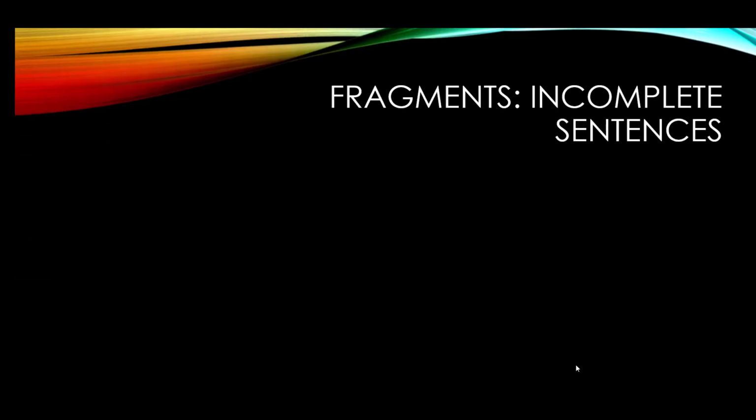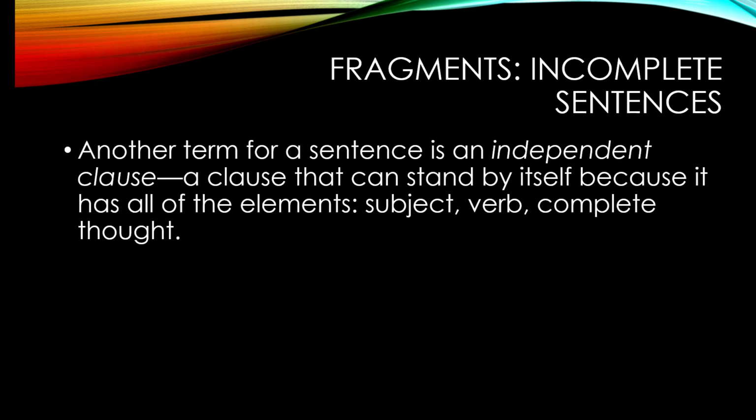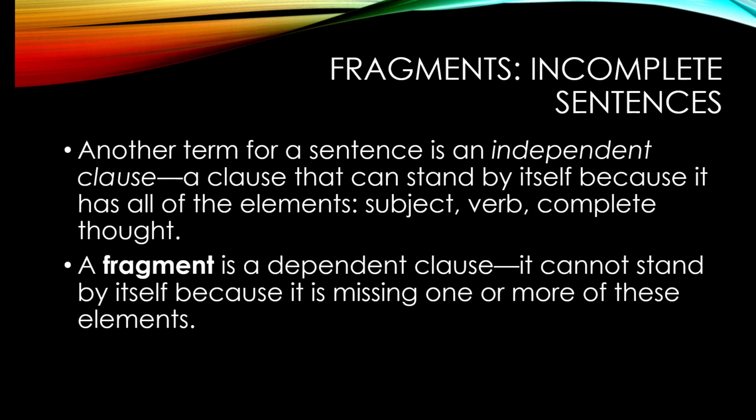So problems with sentence structure. The first one is a fragment, which is an incomplete sentence. Another word or phrase for a sentence is independent clause. That's because it is independent. It can stand on its own. So a fragment is a dependent clause. It needs something else to complete it, to make it be able to stand on its own. So it's missing a subject or a verb or a complete thought. It's missing something.